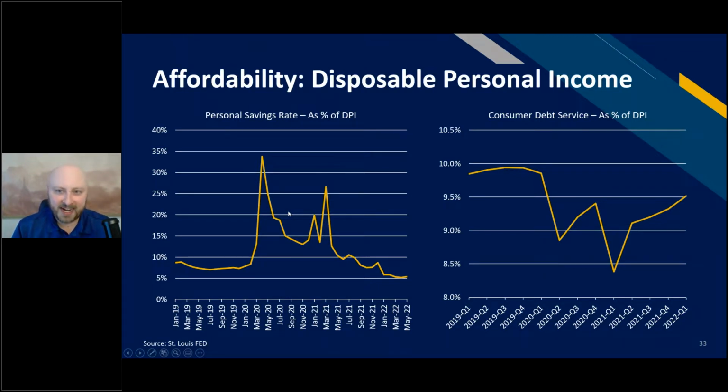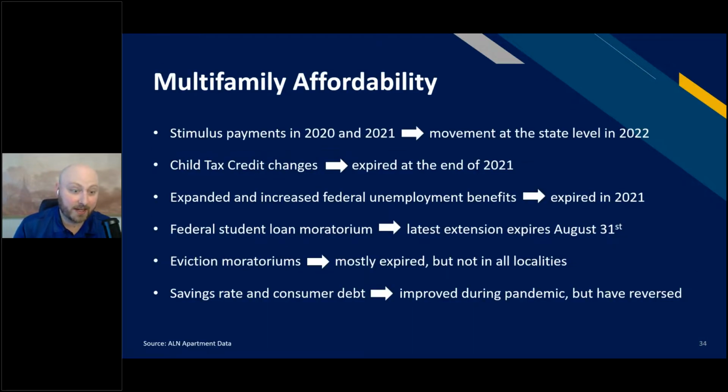On the right-hand side, consumer debt service: going into the pandemic, close to 10% of after-tax income was going toward consumer debt payments. That trended down through the pandemic and has been really making its way up since the start of last year, and is continuing to trend back up towards 10%. So some progress was made during the pandemic in terms of savings rates and things like that. For the most part, that progress has been given back.